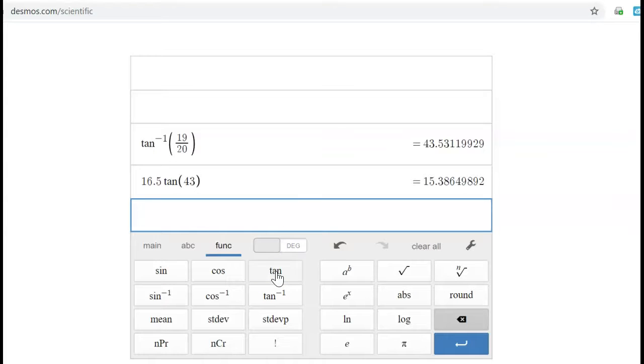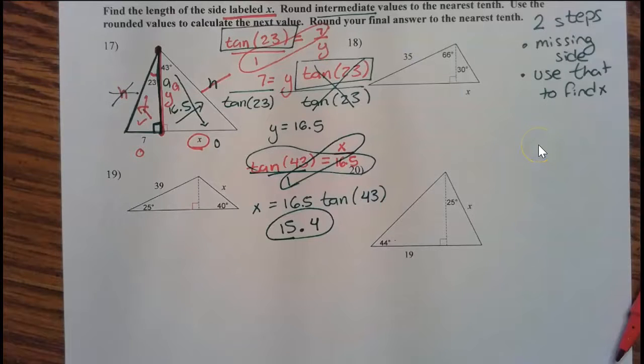And we get 15.4, because they asked us to round to the nearest tenth. So that is our answer. Let's go ahead and do number 19.